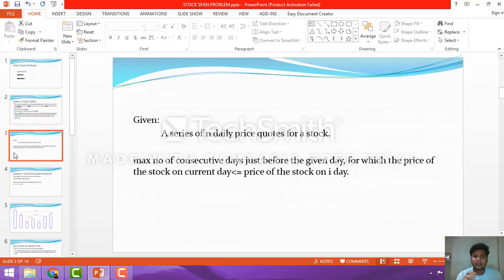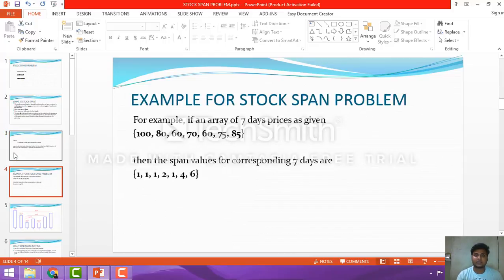Given the series of n daily price quotes for a stock, we find the maximum number of consecutive days just before the given day for which the price of the stock on the current day is less than or equal to the price of the stock on day i. Here is an example. If an array of 7 days' prices is given, day 1 is 100, day 2 is 80, day 3 is 60, day 4 is 70, day 5 is 60, day 6 is 75, and day 7 is 85. All the prices are given in order, and we are going to find the span values of the corresponding 7 days.